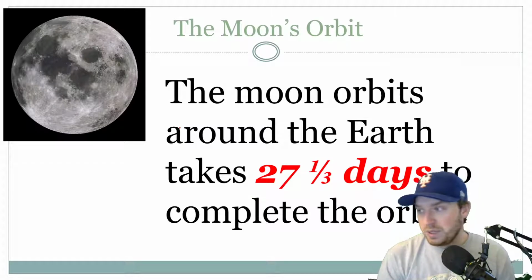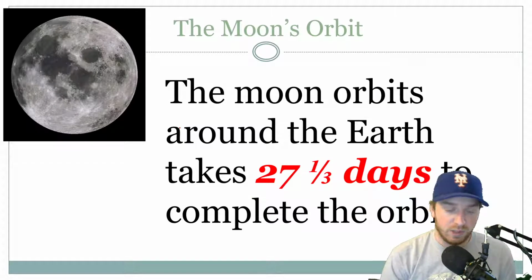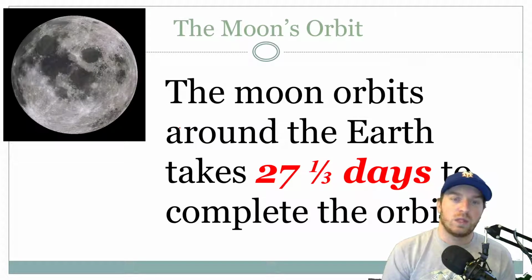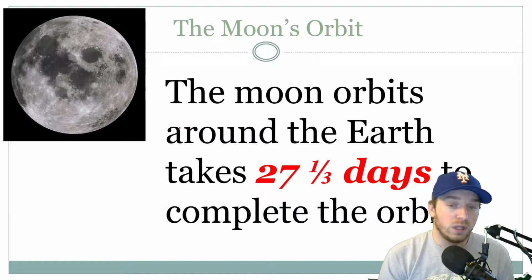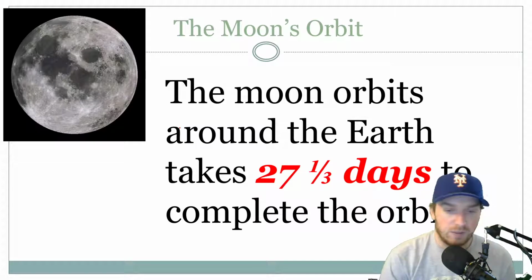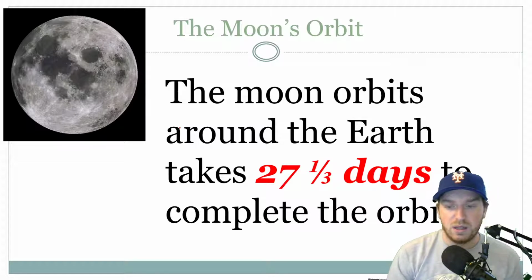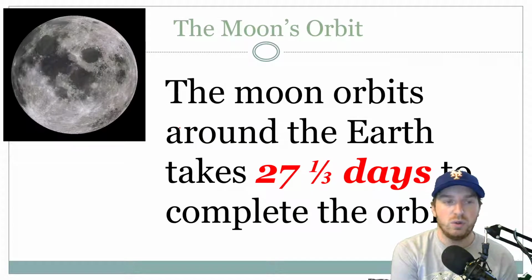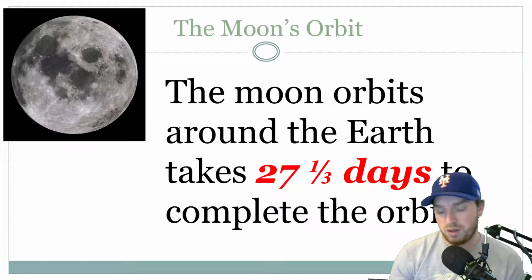So the moon's orbit takes 27 and a third days to complete its full revolution around the Earth, just a little bit short of a month. That's why a blue moon is something where you have two full moons in the matter of a month. It happens, not super frequently, but it does happen in terms of two full moons being that 27 and a third days away from each other, but within the same month.